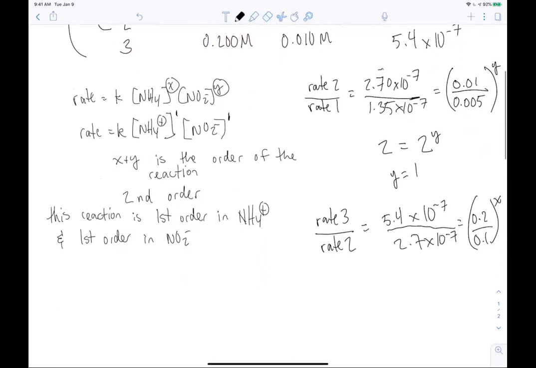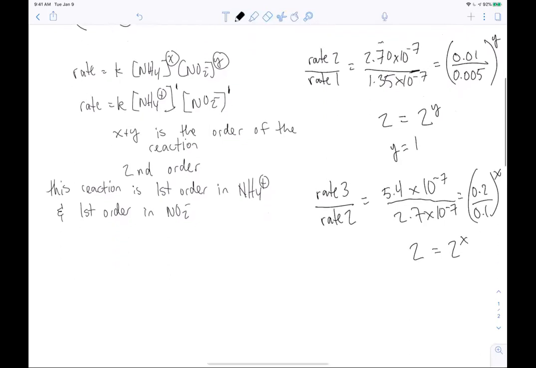And again, you end up with the same thing. So you'd say, this is 2, and then this ends up equaling 2 to the x, and so x equals 1. So that's where those come from. So that's first order.